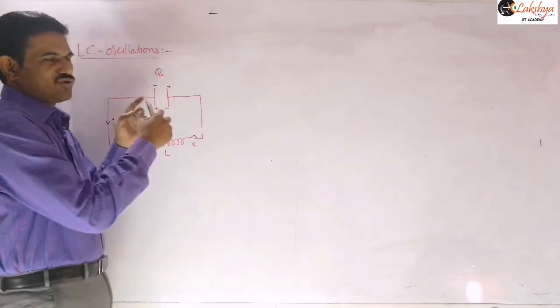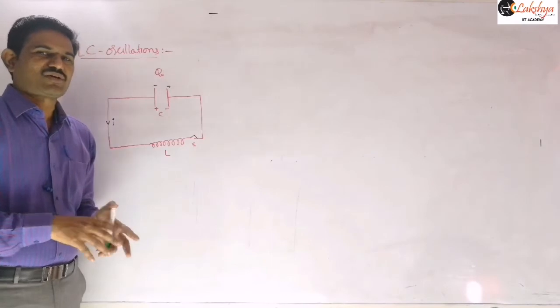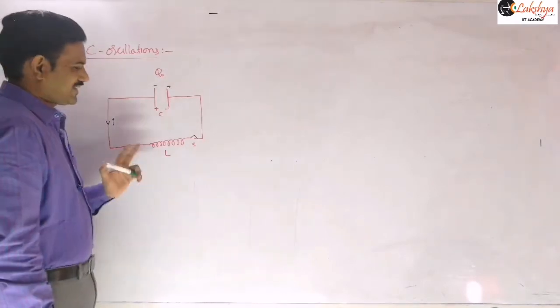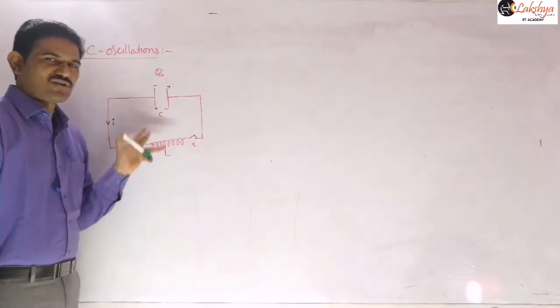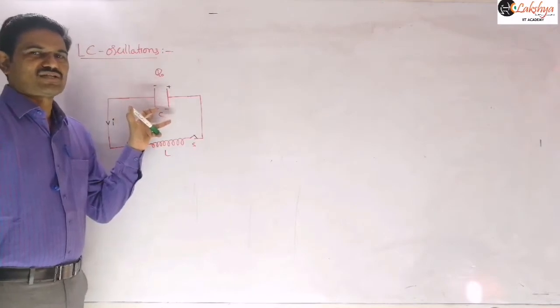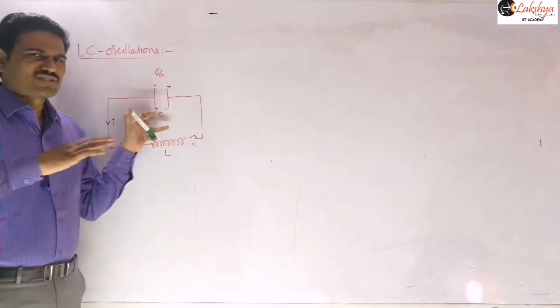And so then the charging of the capacitor will take place. Finally the magnetic energy will become zero and the total energy will appear as electrostatic energy in the capacitor. So that process repeats there.